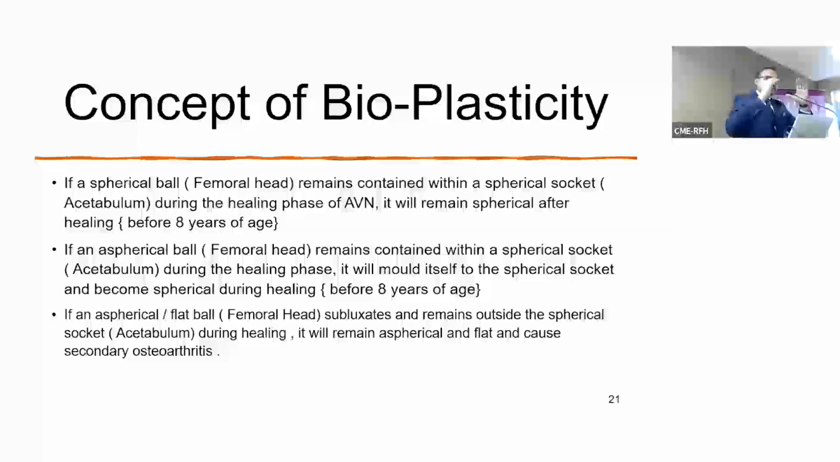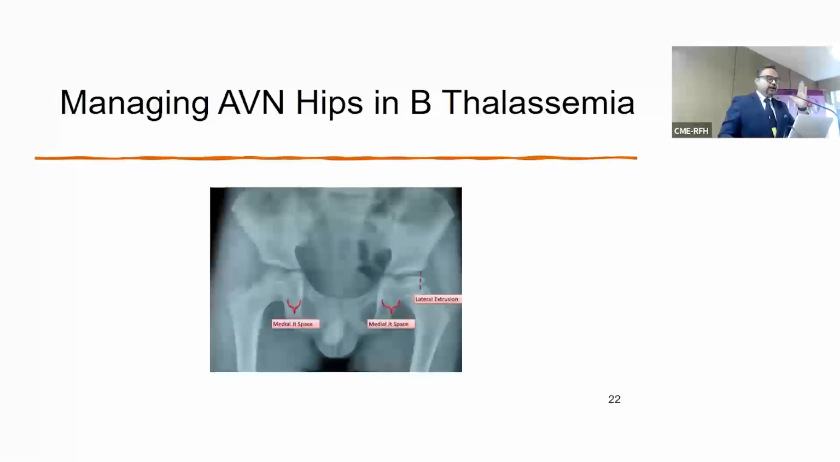If it still collapses and still remains inside, it will still remodel because it will again become spherical over a period of time. But if it collapses and goes out and remains out, then whatever you do, unless you put it inside surgically, it will remain outside and cause early arthritis. So that is what the concept of bioplasticity is, and this is essentially in children below 8 years of age.